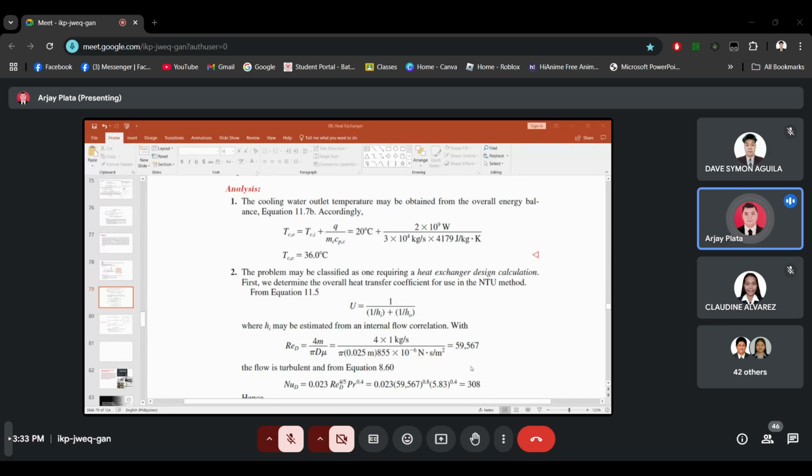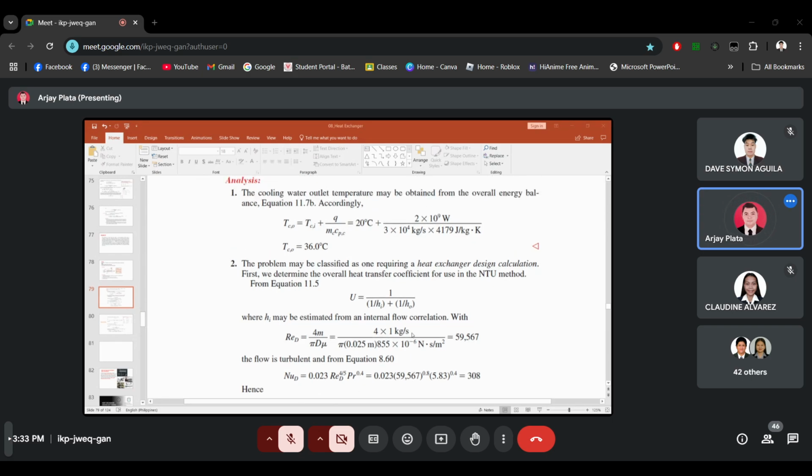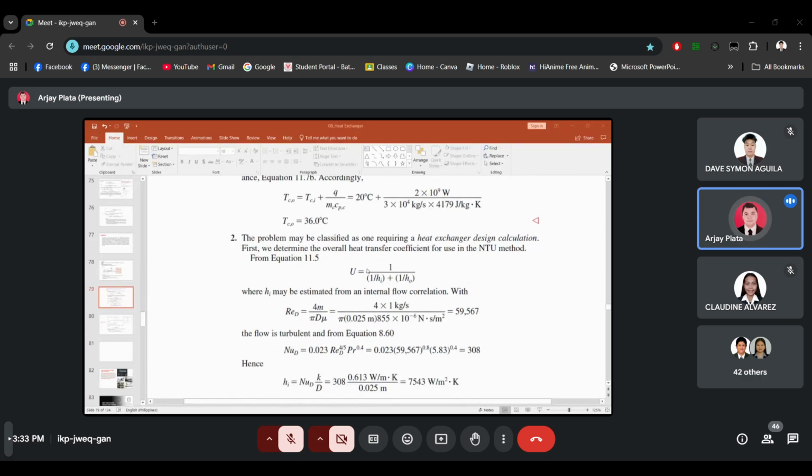Now that we have the Nusselt number, we can find the convection heat transfer coefficient h. The formula for h is Nusselt number times k over D. The Nusselt number is 308, k is 0.613, from the properties again, and our diameter is 0.025 meter or 25 mm. So you will get 7,543 watt per square meter Kelvin.